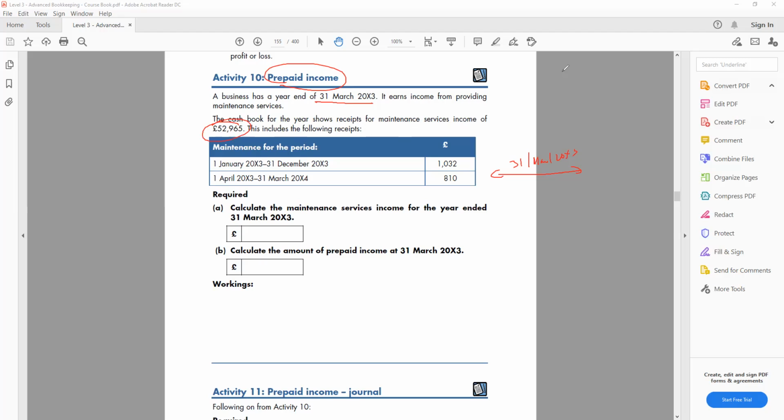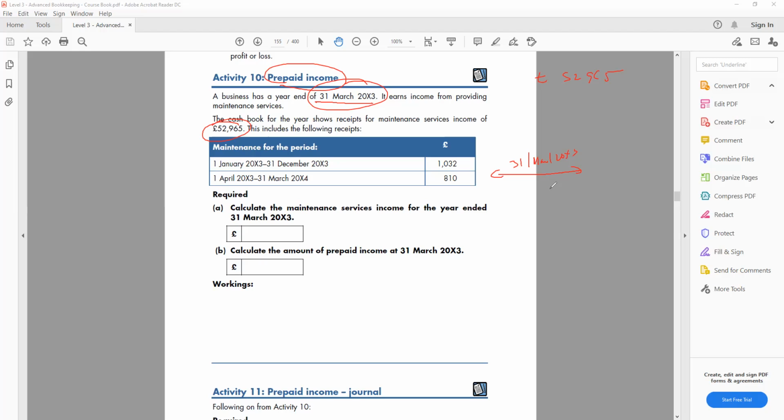So at the year end, you receive 52,965. That's what your cash book is saying. This is the total money received. Now, before you say this is all your income for this year, 31st March 2003, we need to see: is there any income prepaid? Because if they paid me in advance, this income is not relevant to 2003. That may be relevant to the next year. So we need to take away any amount that is not relevant to this year.